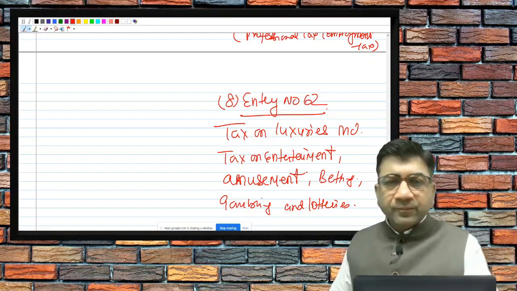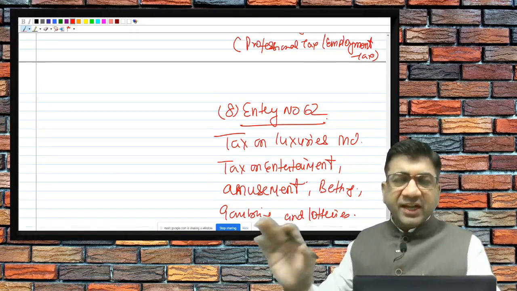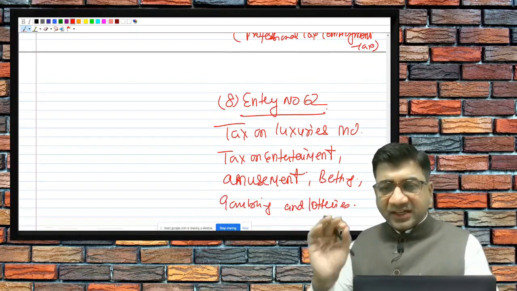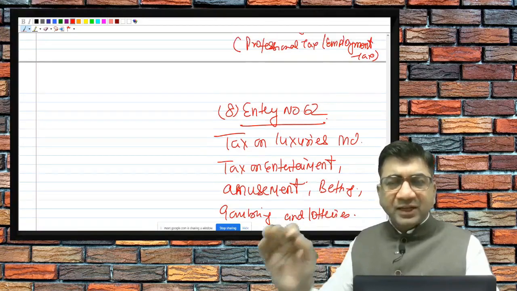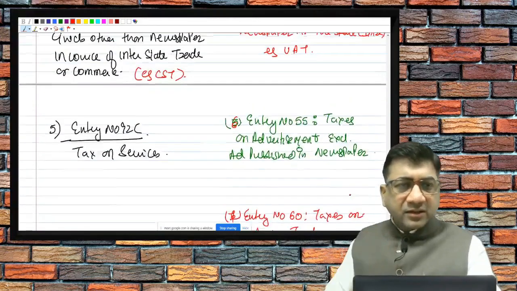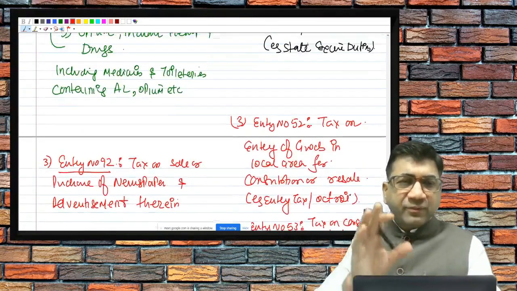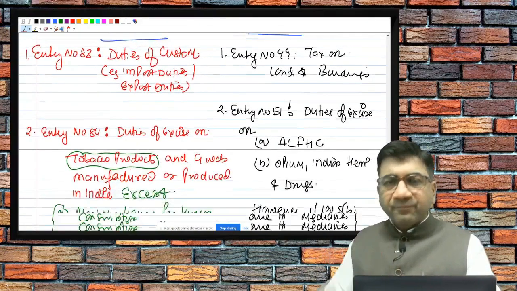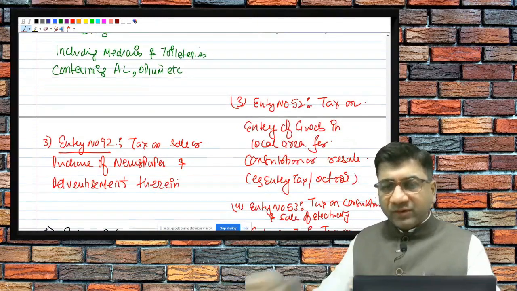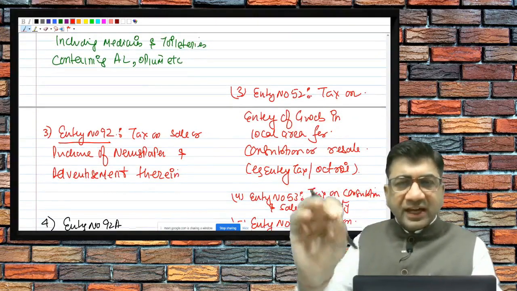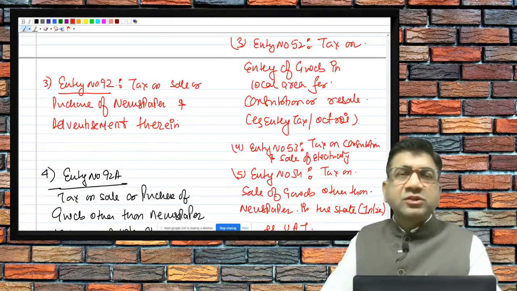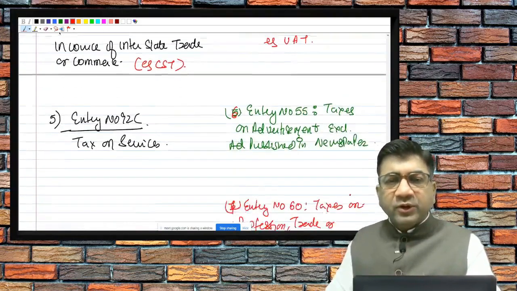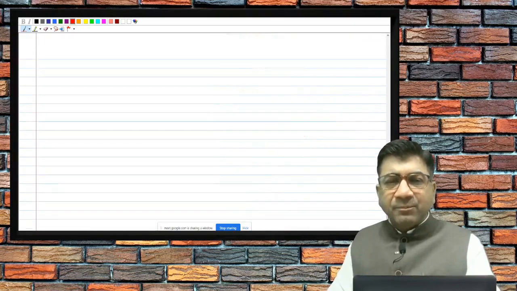Just note it down. 8 major entries of the state list I've given you. My dear friends, luxuries, entertainment, amusement, betting, gambling, lotteries. And my dear lovely friends, 5 major entries of the union list. Now leave some lines between all the entries, because today only I'm going to tell you what is the current position. Now I'm going to take a practical example.